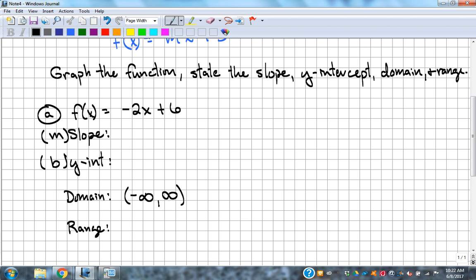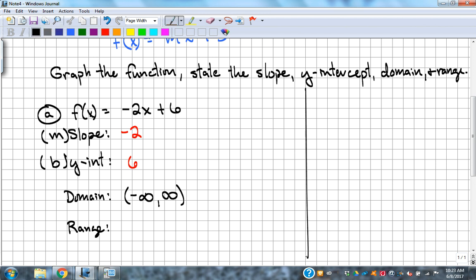Now, we're not going to mess with the range until we graph it, and we'll see what's going on there with the range. But what about the slope? What's the slope of this line? Negative 2. What's the y-intercept? Positive 6. All right. So now I'm going to graph it on the coordinate plane.